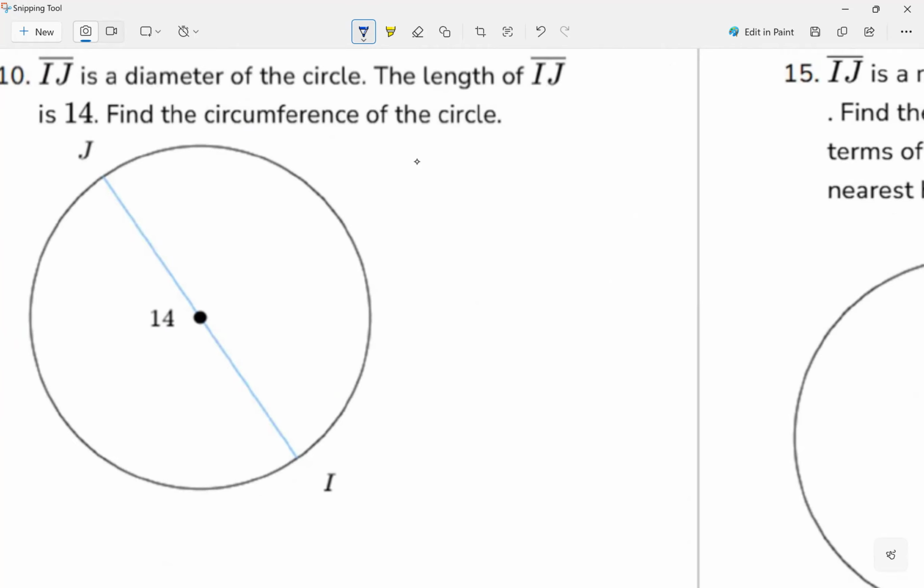I remember I gave you guys two formulas. Circumference is 2 times the radius times pi. And I also said, well, 2 times radius is the same thing as diameter times pi. In this case, because I have the diameter, I'm going to use my second formula, right? 2 times radius. So I'm just going to go 14 times pi.